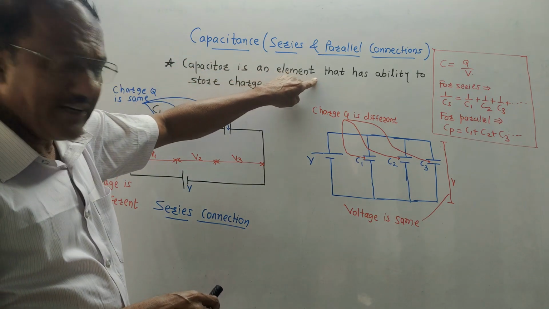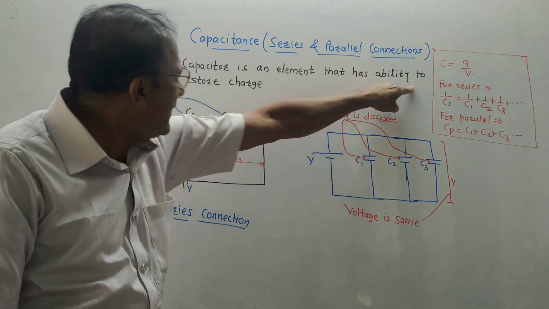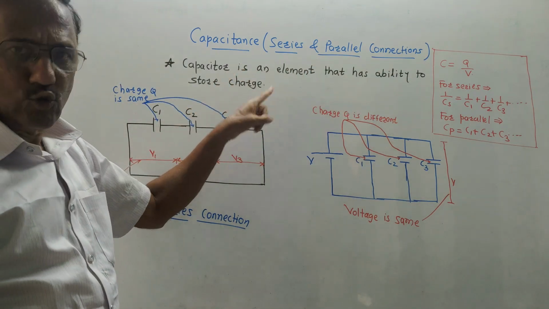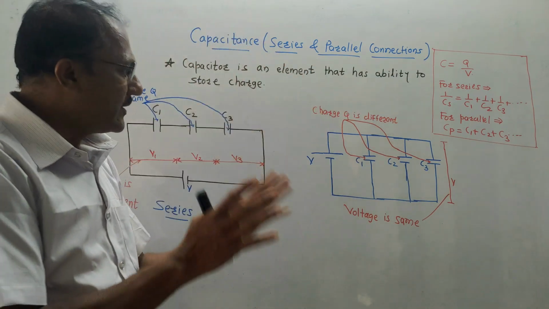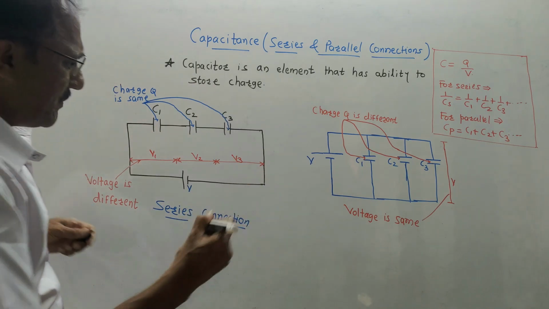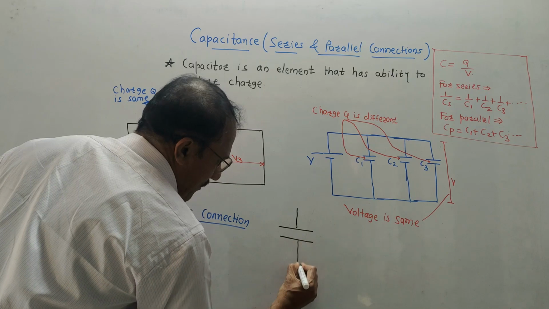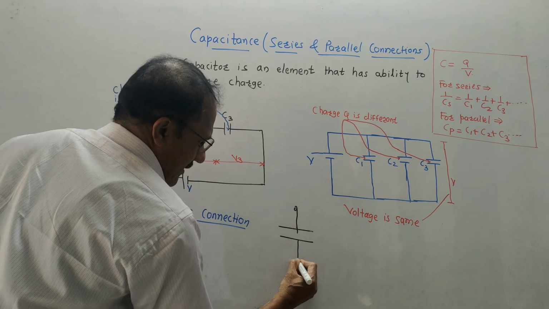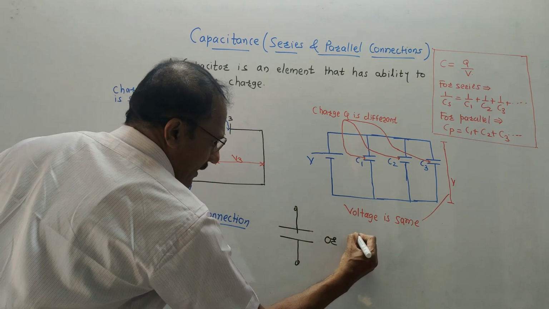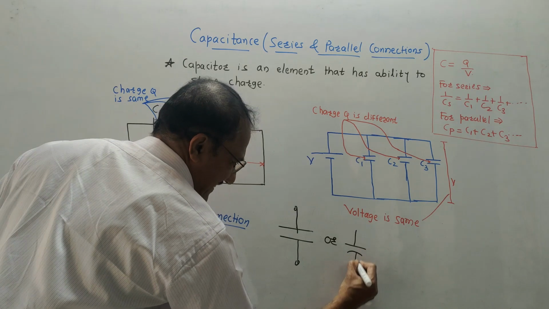Capacitor is an element or device that has ability to store charge. So capacitor can store the charge. Now, in a simplified way, the capacitor is shown like this. There are two plates. This is one type of symbol, or capacitor can be shown like this.